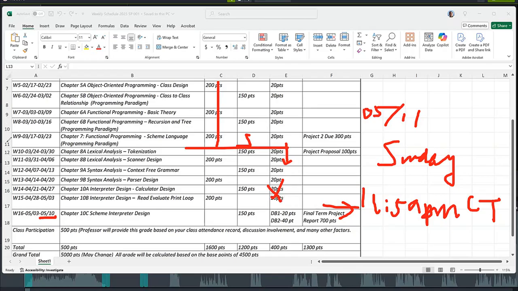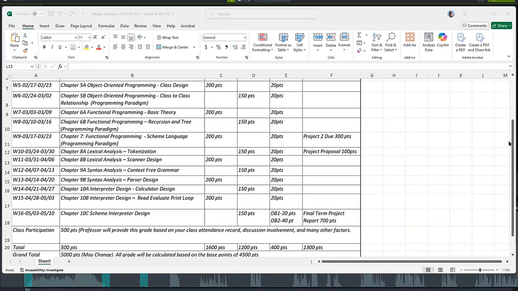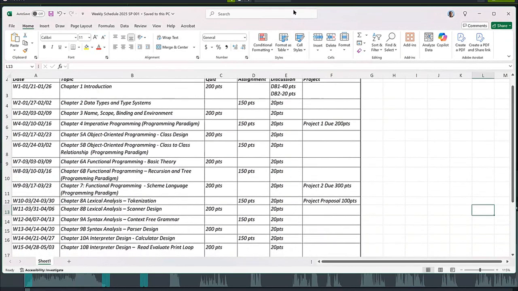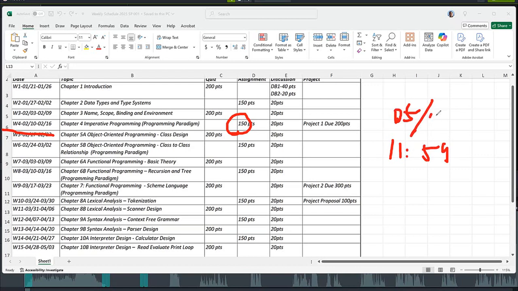But let's assume you have a week 4 assignment, this 150 point week 4 assignment. You have not submitted it, but you submit it just before 11:59 on May 11th, then I'll take it. So homework is always accepted. Quizzes are also always accepted.